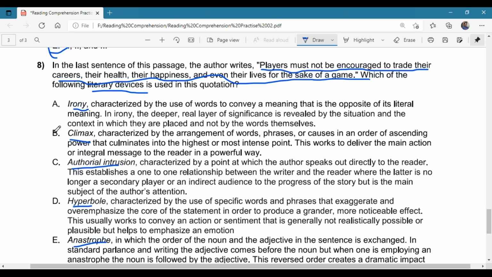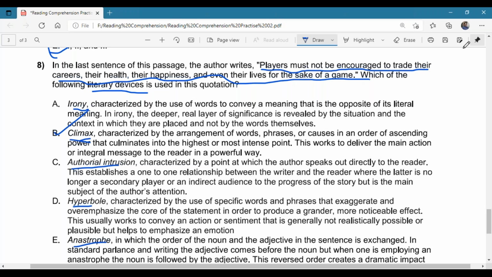No, it is B. Answer is B, climax. Because see, players must not be encouraged to trade their careers, their health, their happiness, and even their lives. That means he's talking from their careers to their lives. You understand? The order, are you able to understand? From their careers to their lives, something like an ascending order. The words and phrases are properly arranged in a kind of ascending order. So that's the reason you consider B as the right option.